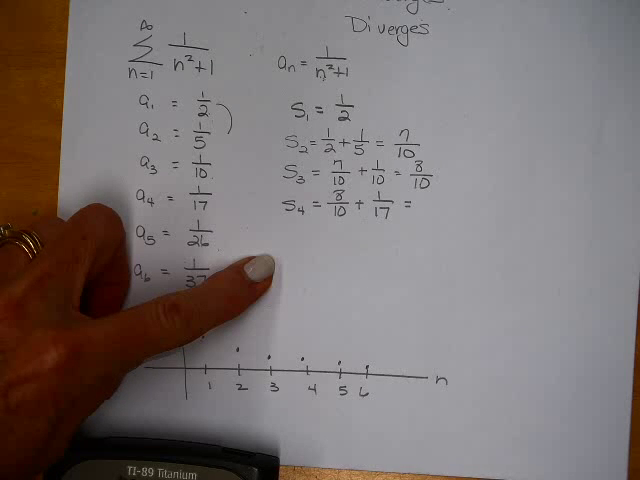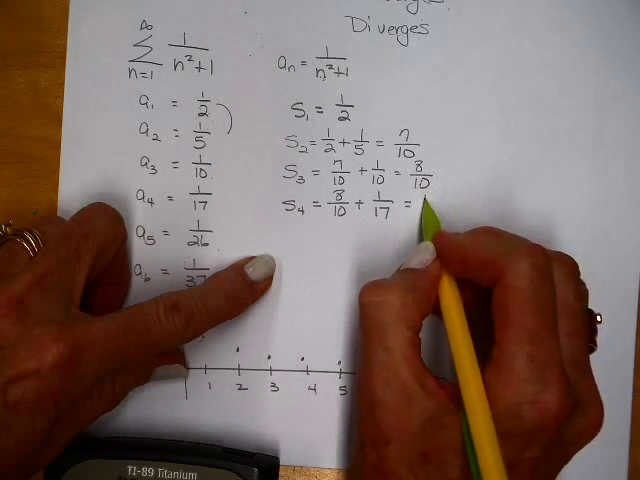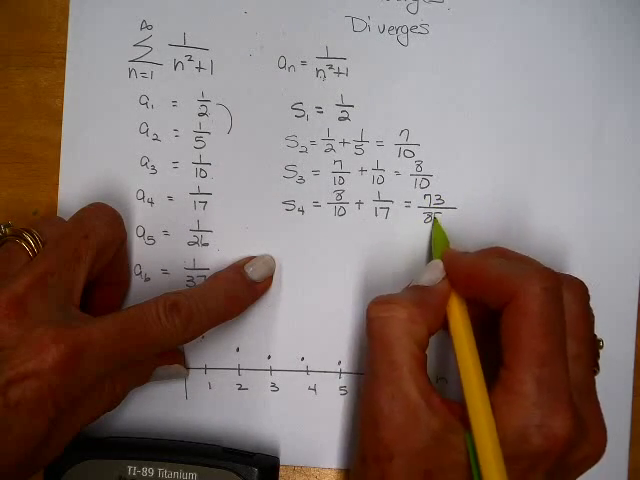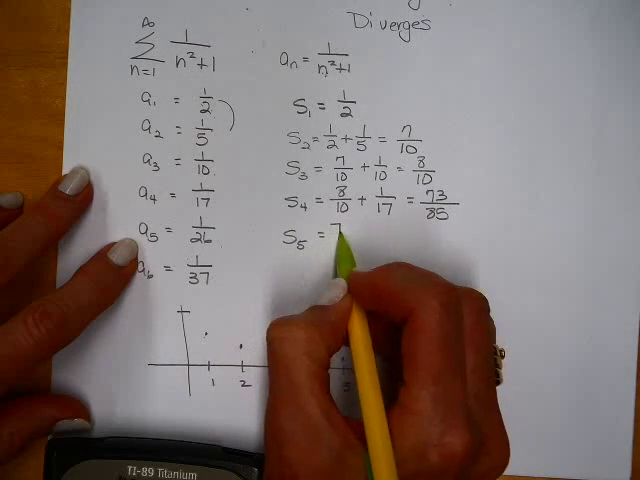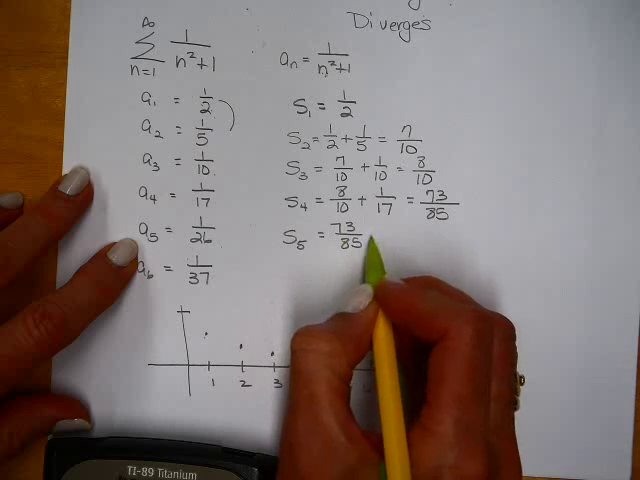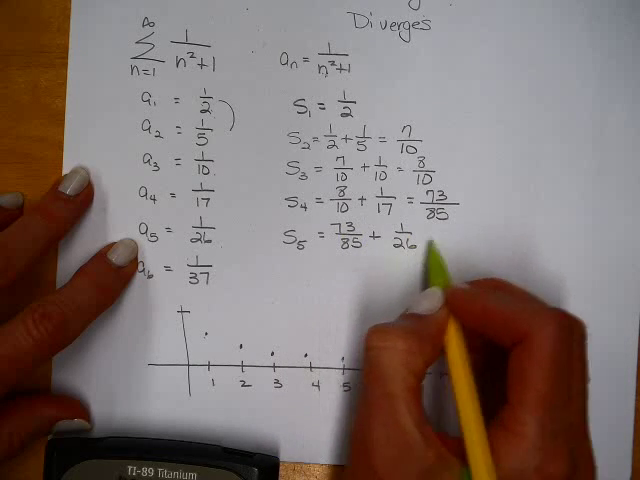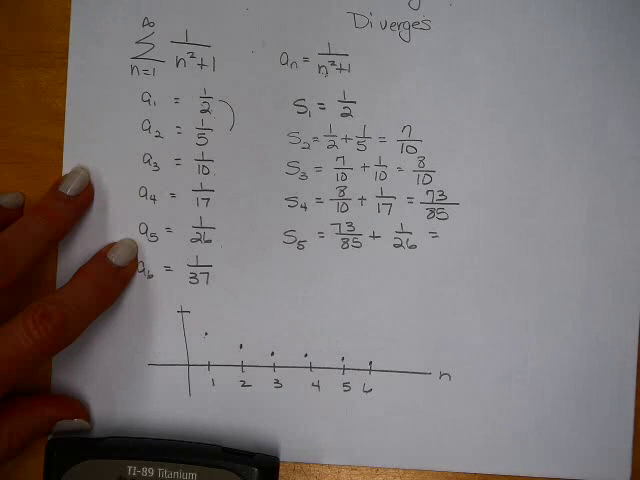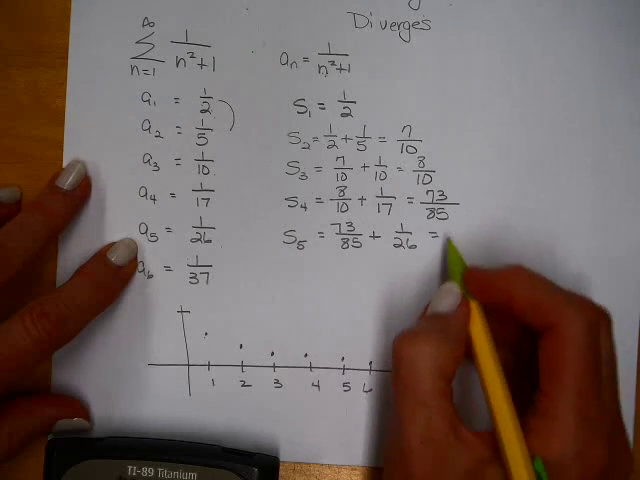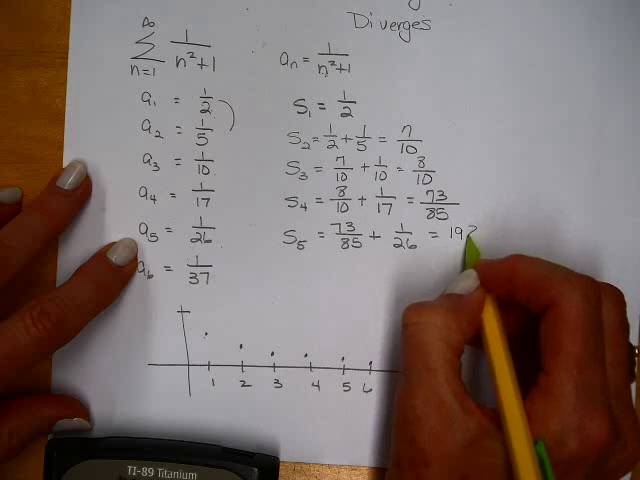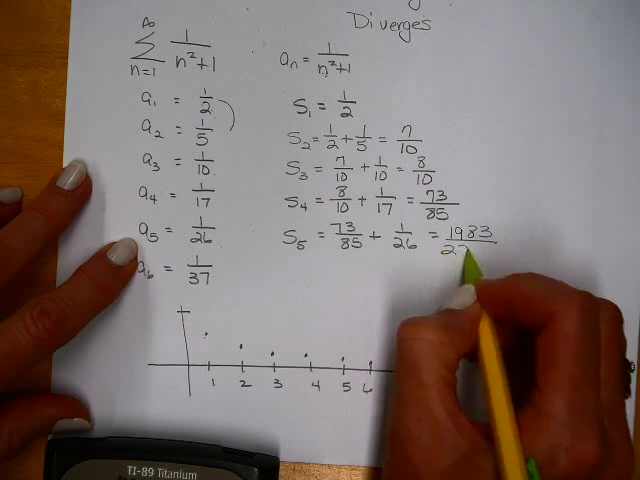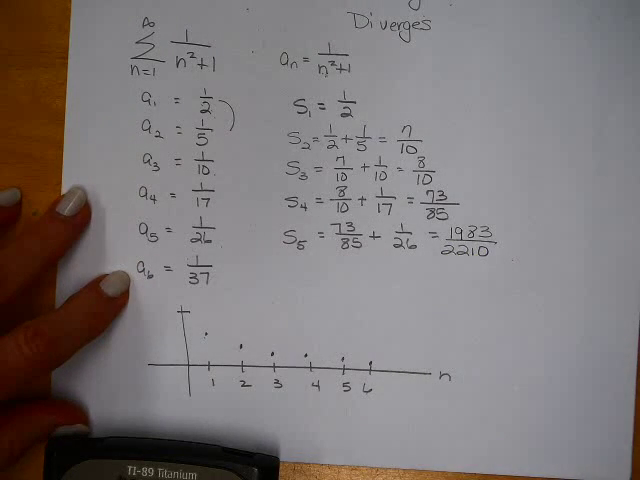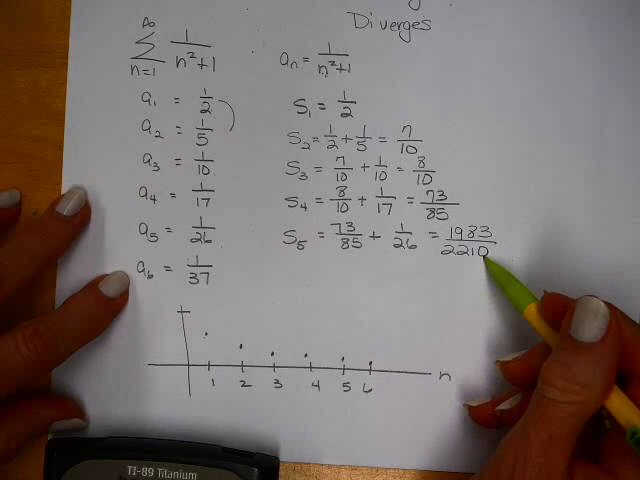So 8 divided by 10 plus 1 divided by 17. You get 73 over 85. S sub 5 is going to be the 73 over 85 plus the 1 over 26, which is 1,983 divided by 2210. And if I was going to have to graph these, I would probably start changing these to decimals to look at.